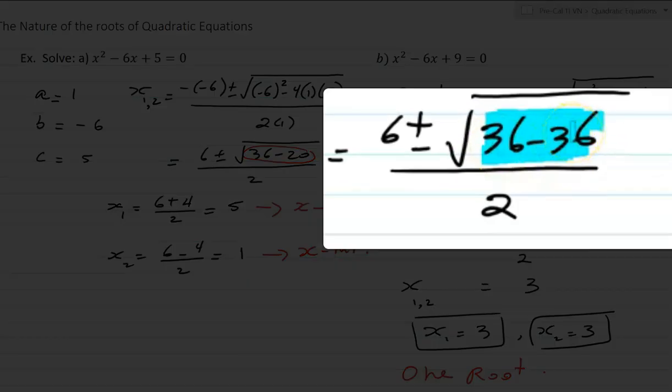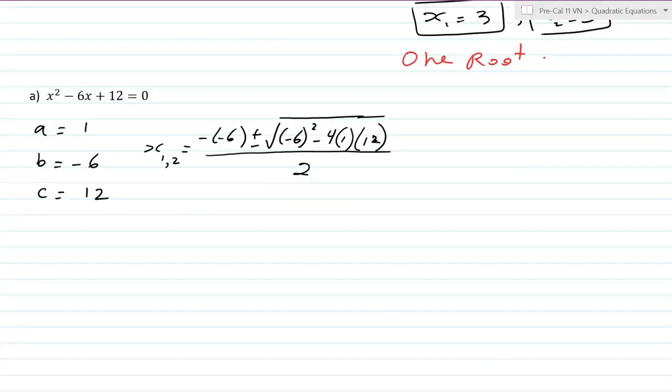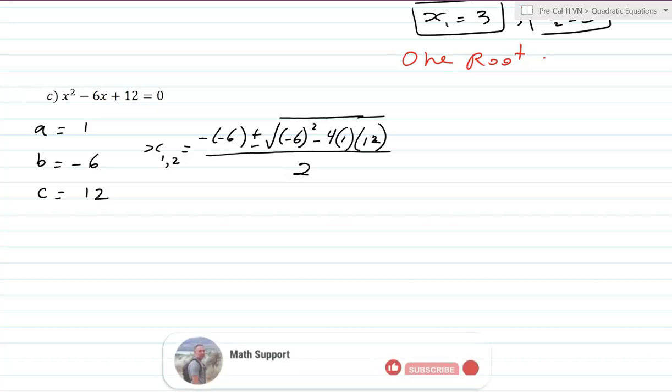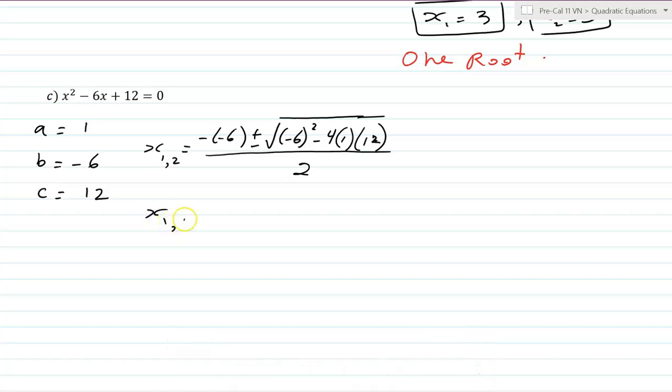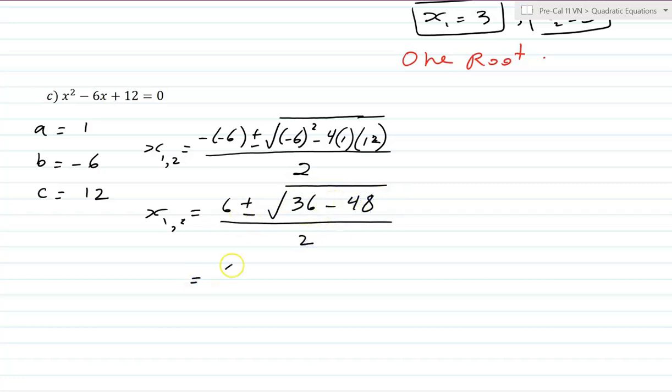And now we're going to go and look at the third option. Okay, in the last example, example C, you plug values of A, B, C into the quadratic formula. That's what you will get. Let's polish that. We get x1,2 equals 6 plus or minus the square root of 36 minus 48, divided by 2, and we get 6 plus or minus the square root of negative 12, divided by 2, and that's x1,2.